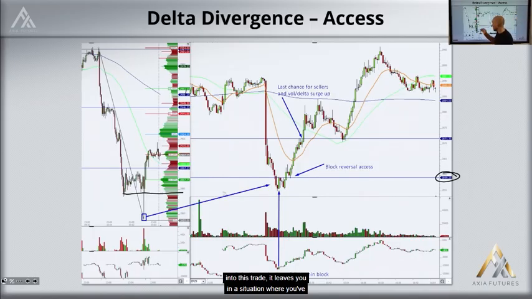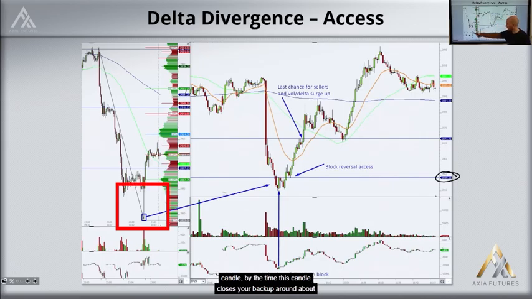It leaves you in a situation where you've managed to buy right at the bottom of a significant hourly spike candle. So you get right in at the bottom of the candle. By the time this candle closes, you're back up around about 80, so you're up here. And this is now your opportunity to play the continuation type of movement. So that's what's so key with delta. You get the move down on its own, on the initial move, and you are getting clues that the move could be coming to an end.